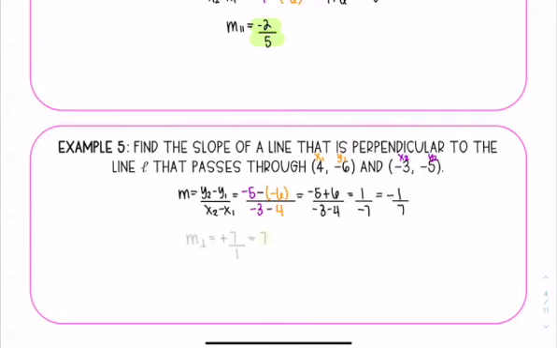And so to find the perpendicular, we write this little upside down t. We change it from negative to positive to find the opposite. And then we flip the fraction. So this is going to become a positive, and then flipping it, we get 7 over 1, which we can just write as 7.